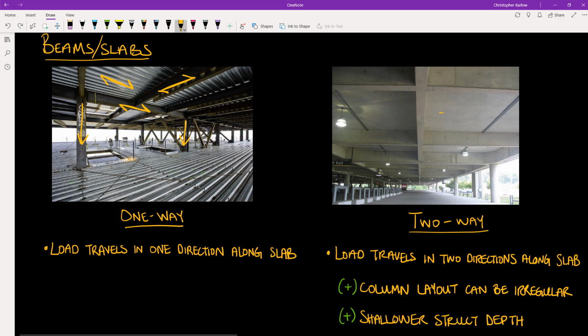With two-way systems, the load can actually travel either east-west, or it can travel north-south through the slab. And the amount of load that travels east-west versus north-south is dependent on the stiffness of the elements on either side. And we'll talk more about that later. The advantages of a two-way system is that the column placement can be more irregular. Also, since load is able to travel in two directions, rather than being forced to one direction only, the overall structural depth can be much shallower.